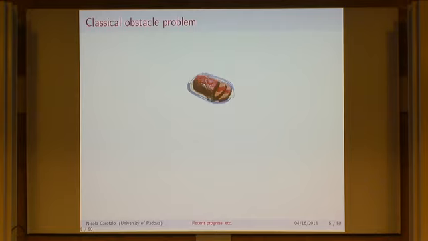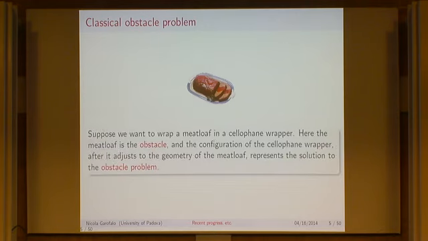Suppose we have a meatloaf and you want to put a cellophane wrapper on this meatloaf. Then you can think of the configuration of the meatloaf as the obstacle. And the cellophane wrapper, if you neglect external forces and let it adjust to the geometry of the meatloaf, represents a solution to the classical obstacle problem.